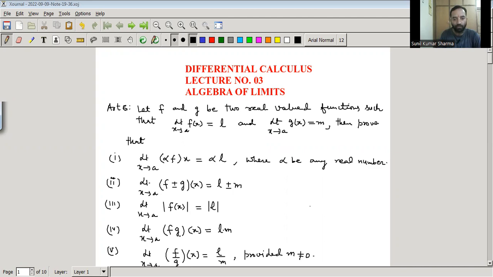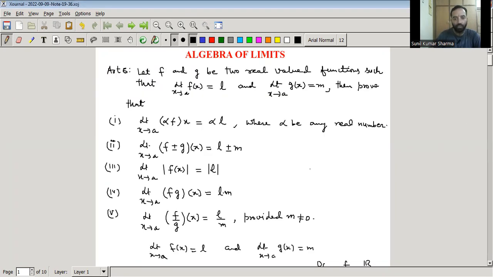Fourth, limit x goes to a, f into g at x is equal to L into m. And fifth is, limit x goes to a, f upon g at point x is equal to L upon m, provided m is not equal to 0. So we have to discuss these five parts one by one.